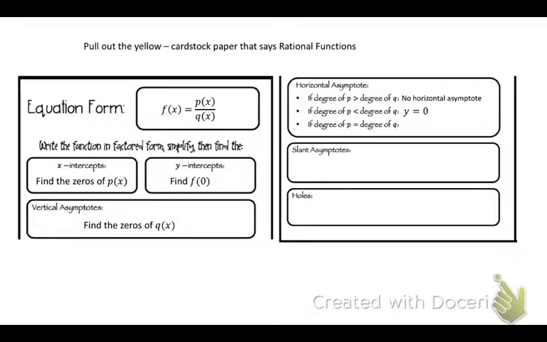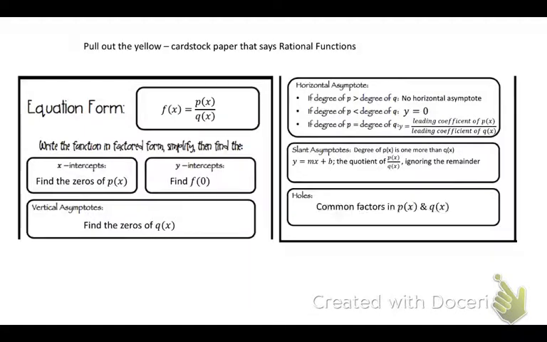And then if the degree of p equals the degree of q, then y equals the leading coefficient of p of x over the leading coefficient of q of x. Okay, now slant asymptotes, the degree of p is 1 more than the degree of q. Then y equals mx plus b, and it's the quotient of p of x divided by q of x, ignoring the remainder. Okay, and then holes are common factors in p of x and q of x, and those are written as a point. Okay?